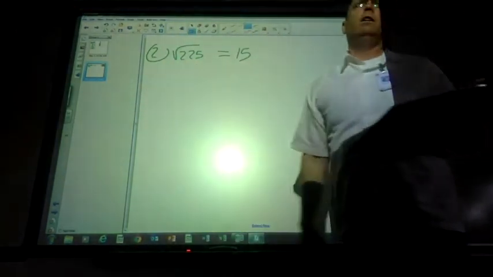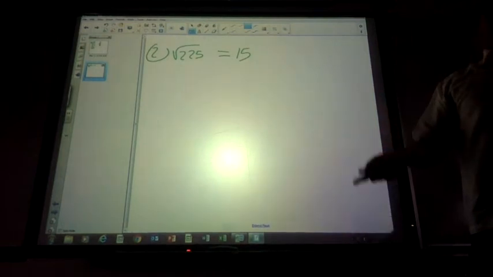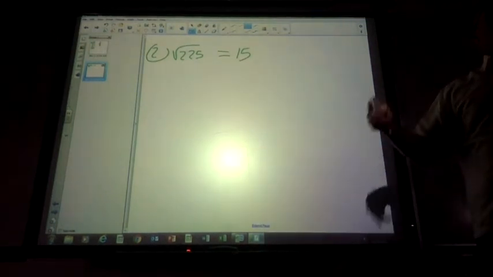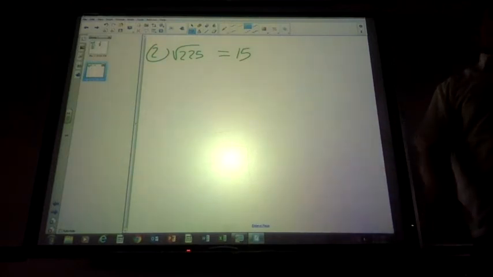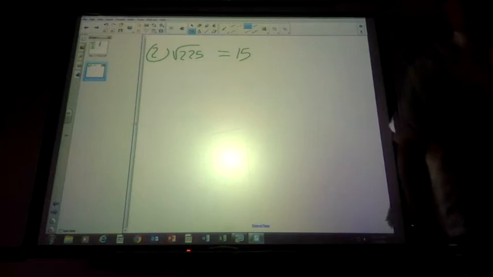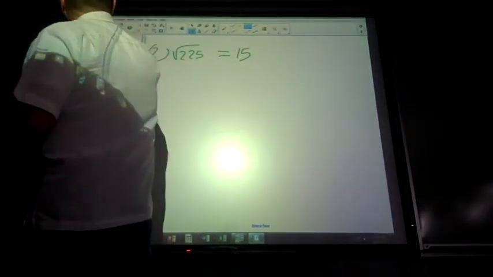It's just 15. A student asked last period, where did the square root sign go? Well, I took the square root of it. I did the mathematical operation, the square root of 225, to get 15. So I hope that made sense for that kid, but who knows.